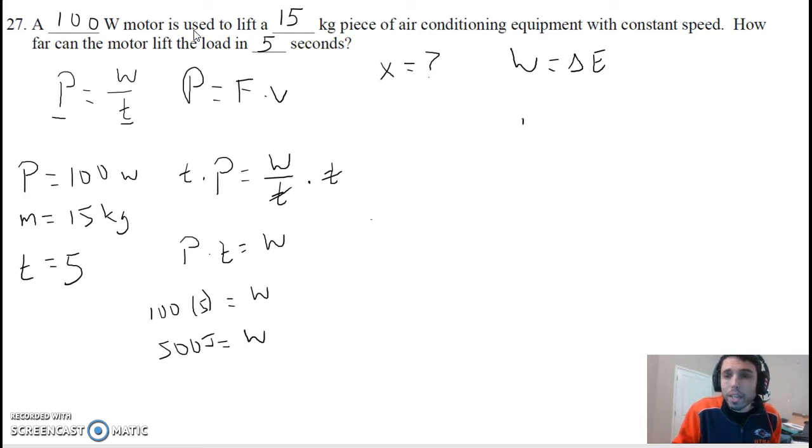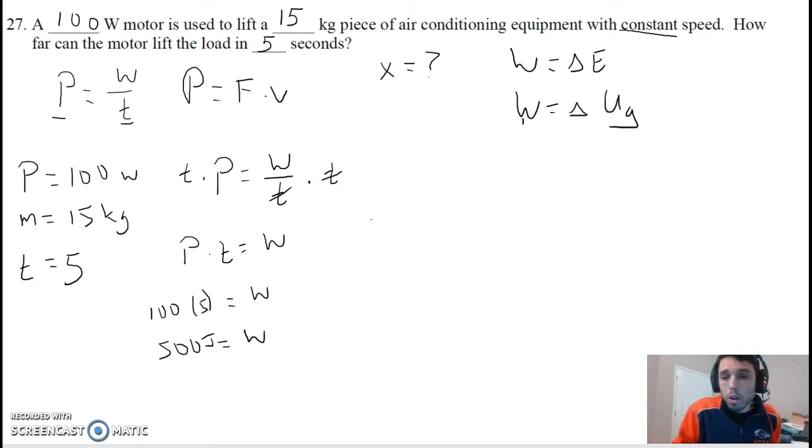Because we're going at a constant speed, it's going to have kinetic energy, right? But it's not changing, right? Work is a change in energy. Kinetic energy is not changing. Only gravitational potential energy is changing. Therefore, our work will equal the change in gravitational potential energy.